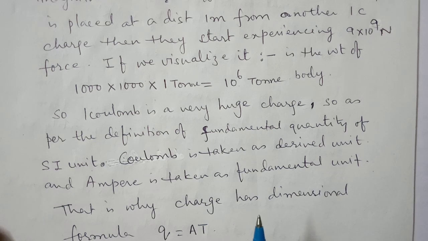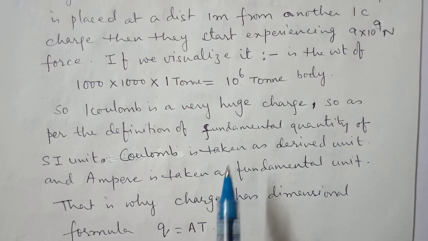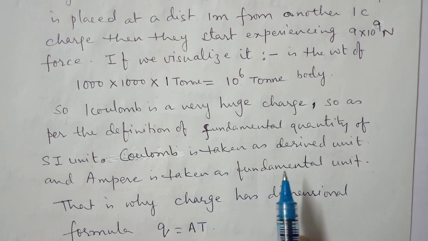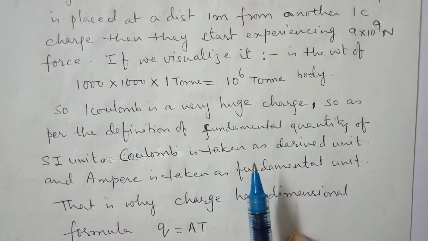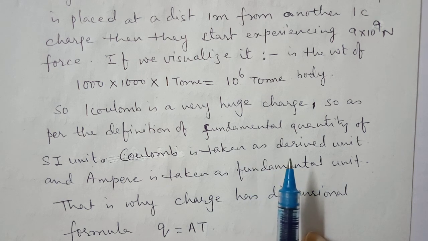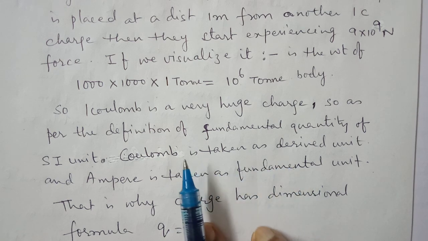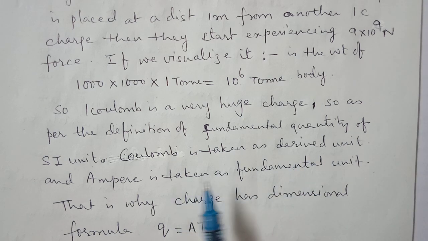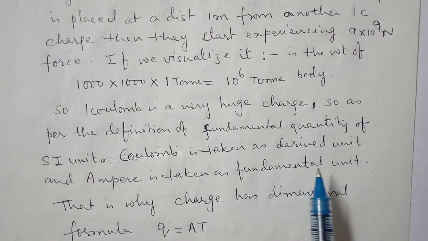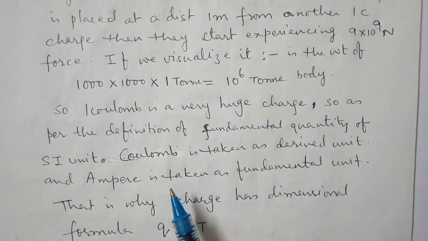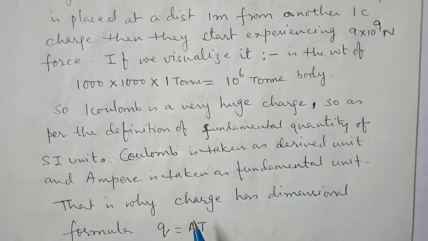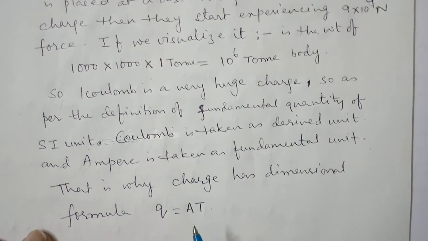As per the definition of SI unit, the size of the quantity should be practical in nature. So coulomb is taken as a derived unit and ampere is taken as the fundamental unit. So as far as quantity is concerned, current is considered to be a fundamental quantity. So the charge coulomb has the dimensional formula AT.